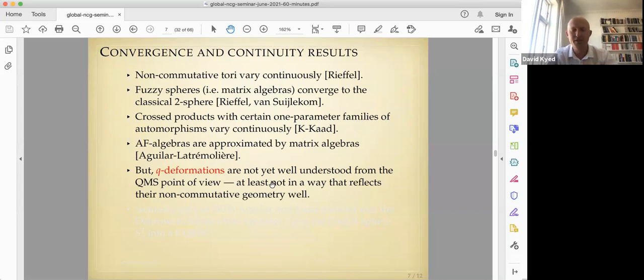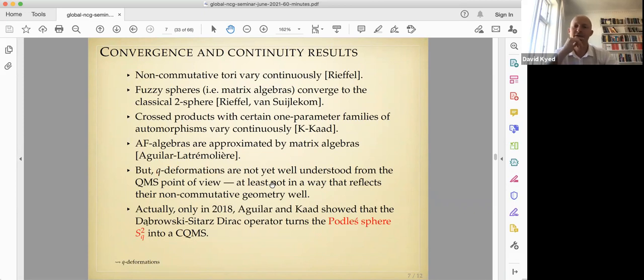I don't know how to quantify this properly, but I want to convey the underlying idea to you anyway. To stress how little we understand at this point, it was only a few years ago that Konrad and Jens showed that the Dabrowski-Sitarz Dirac operator, which gives you a spectral triple on the Podleś sphere, will indeed turn it into a compact quantum metric space. This means that the non-commutative geometry here fits well with the metric aspects of things. And I would like to talk much more about the Podleś sphere.